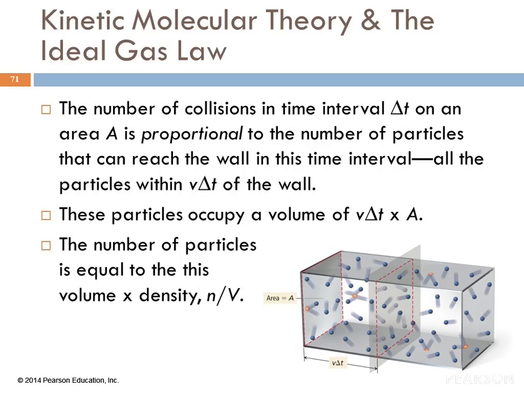The number of collisions in that time interval on an area A is proportional to the number of particles that can reach the wall in that time interval. So if we're looking at this wall back here, it has an area that we're calling A. The number of particles that could possibly hit it during that time are all the particles within velocity times that change in time. This time interval and this distance. So those particles occupy a volume of velocity delta t times A.